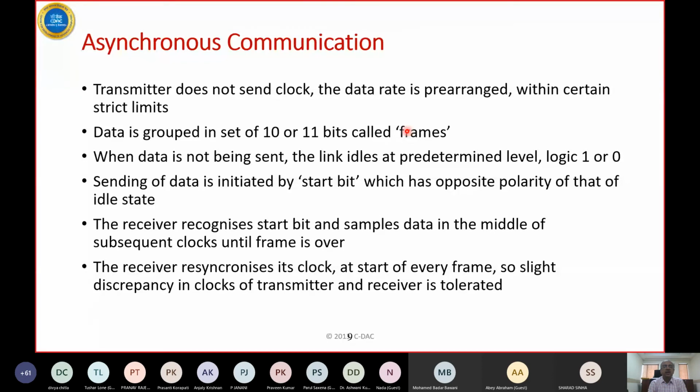So the start bit indicates that Sharadji, are you trying to say anything? Okay, I hope that was just a disturbance and I can continue.